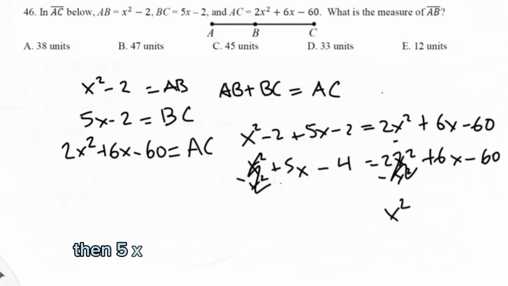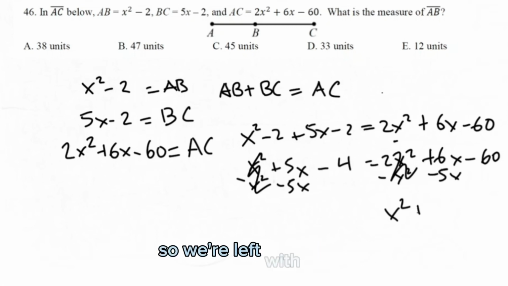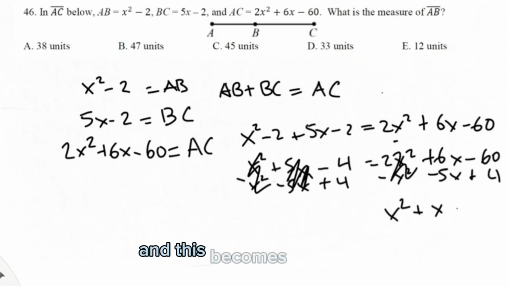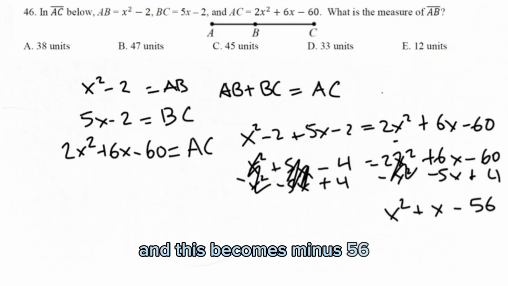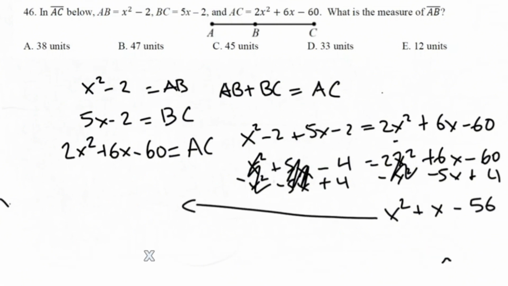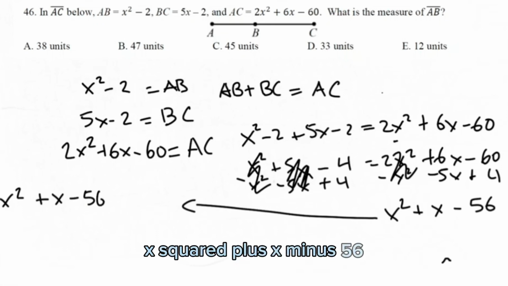Then 5x, when you subtract it from this side, we also have to subtract it from this side. So we're left with just x. And then negative 4. So to cancel it out, we have to add 4, so we add 4 over here as well. And this becomes minus 56. Alright, so now we have the quadratic equation: x squared plus x minus 56.